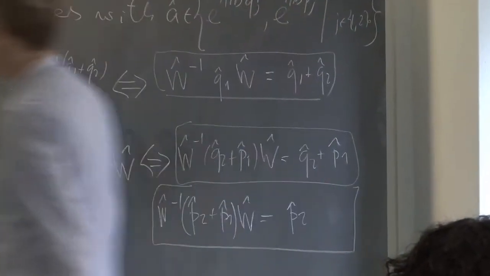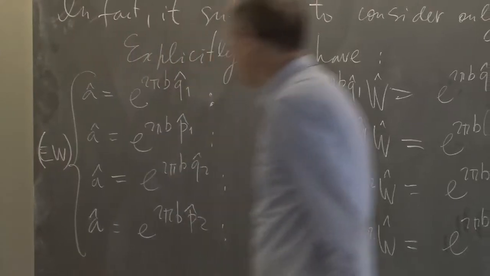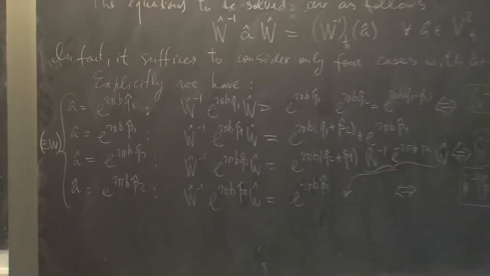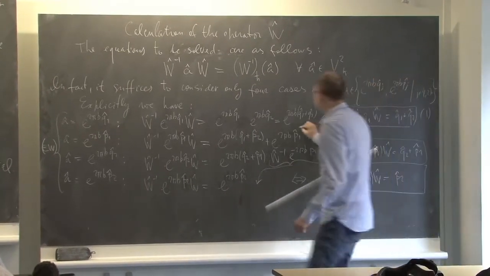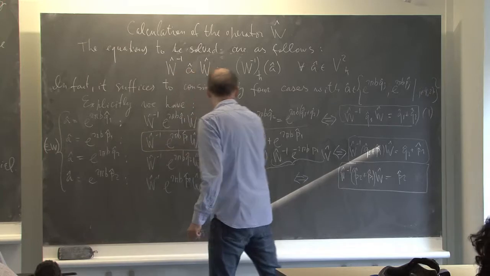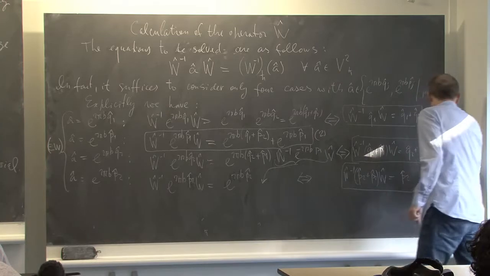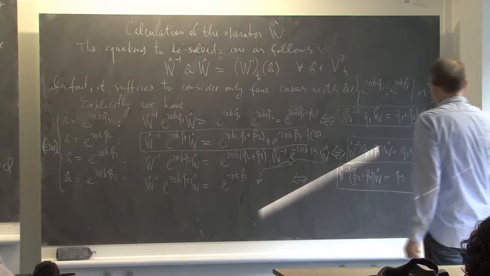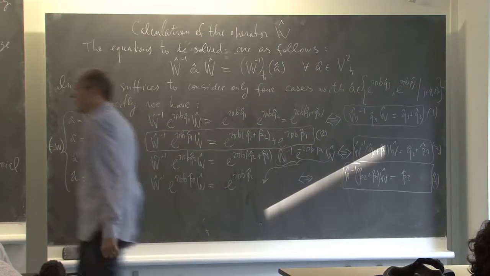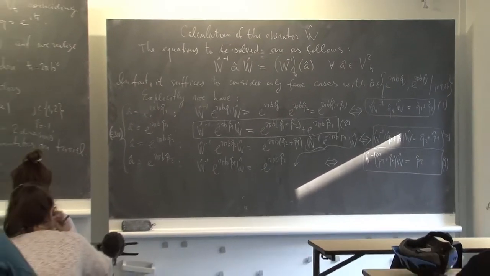So these are equations to solve. Let me call them equations for W. And we can enumerate them. Equation number 1. Let me now surround this equation. It's equation number 2, 3, 4. And after the break, we will be solving the system of those 4 equations.